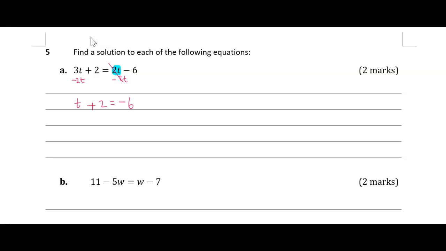All right, and then we're just solving for t. So I'm going to get rid of that 2 on the left-hand side by subtracting 2 from both sides, and then -6 minus 2 is -8.